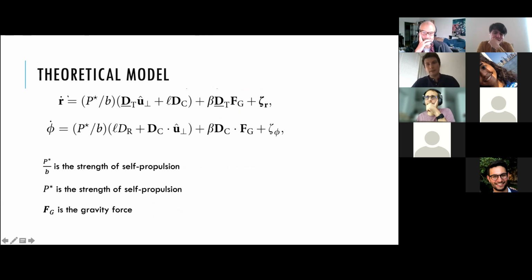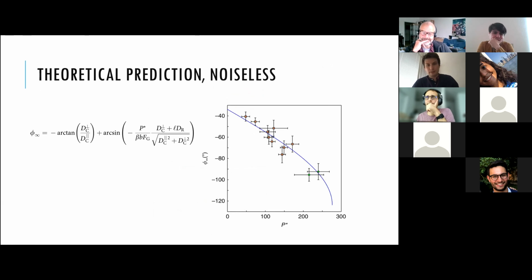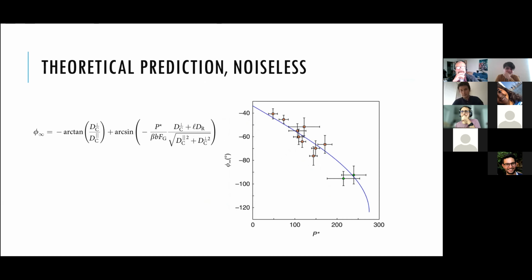The position of the particle in time develops according to one equation, and the direction develops according to another equation, where some rotational dynamics is encoded in all these complicated symbols, and some gravity force and gravity torque are applied, and some random noise. With this theoretical model, they did something interesting. They said, if we neglect noise, what is the direction of motion in the long-time limit? As we saw, the trajectories have a very well-defined characteristic direction of motion. And this is the comparison of the theoretical result from this model and experimental points.